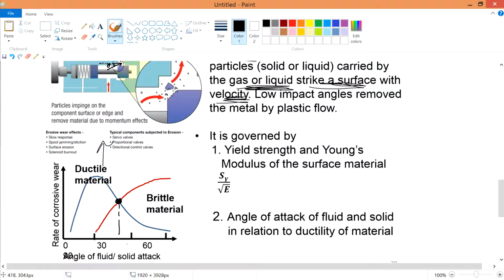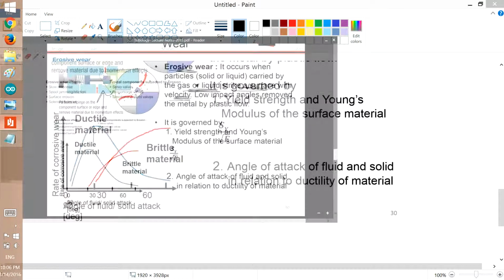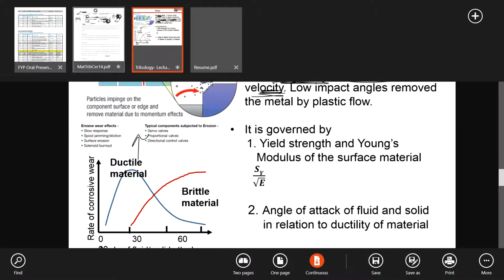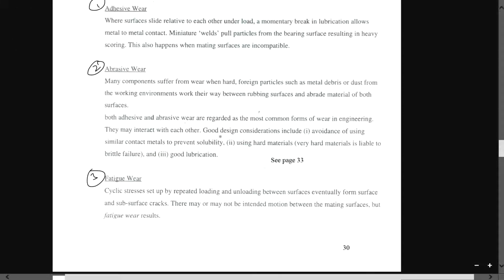Since this is 30 and this is 60, this should be in between, about 40 degrees, I don't know. You may also want to draw this graph in case they ask. I don't think he said this, but you can draw the rate of erosive wear against the angle. So you need to know the angle of attack, and take note of the different stuff. You should go and read up the reading materials yourself.